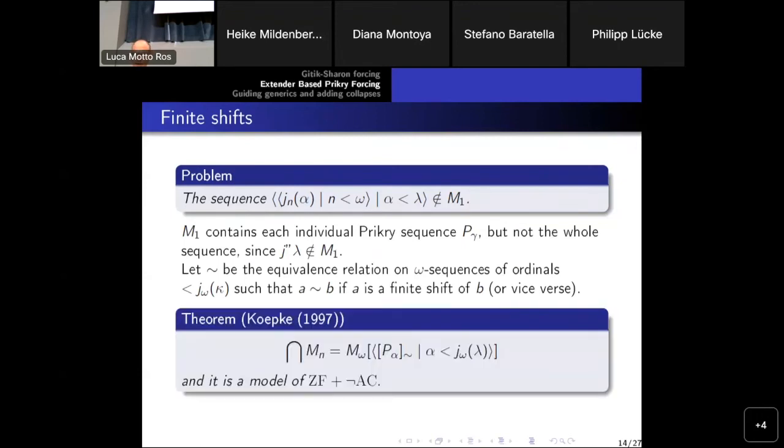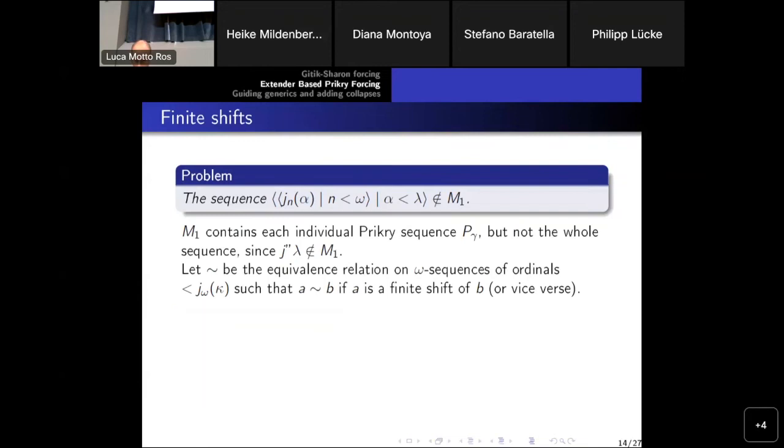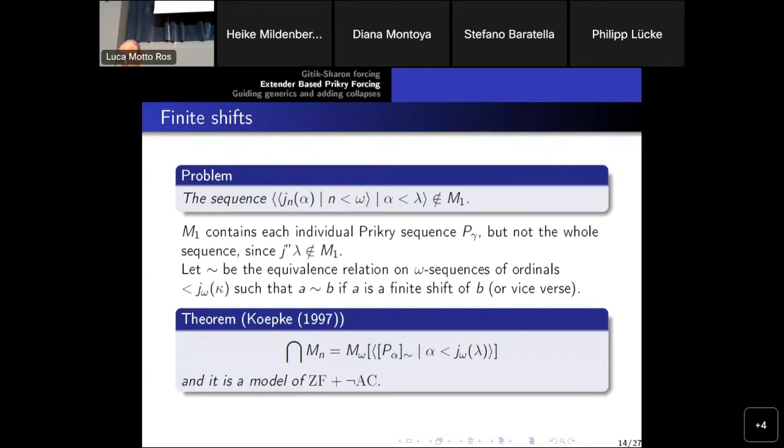Okay, so let's define an equivalence relation. Let's say two omega sequences of ordinals are equivalent if we can get one from another by taking a finite shift or erasing an initial segment. Okay, but then we don't have choice.